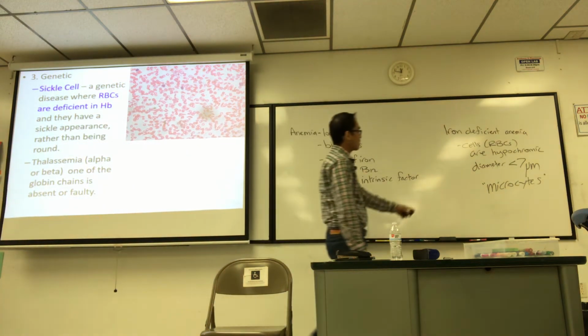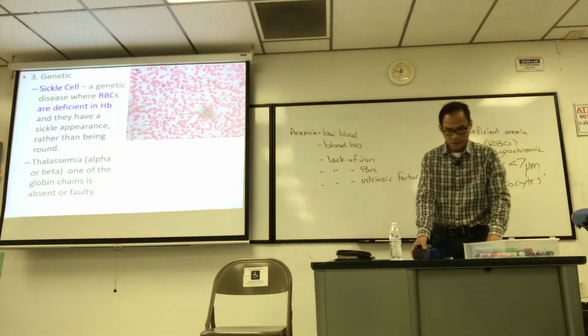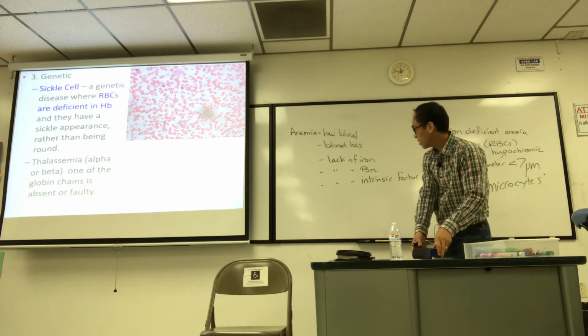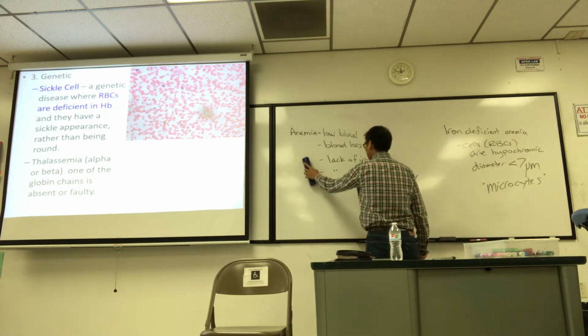You can correct iron deficient anemia. You can take iron supplements. You can just eat collard greens, the leafy green vegetables. And some whole grains.